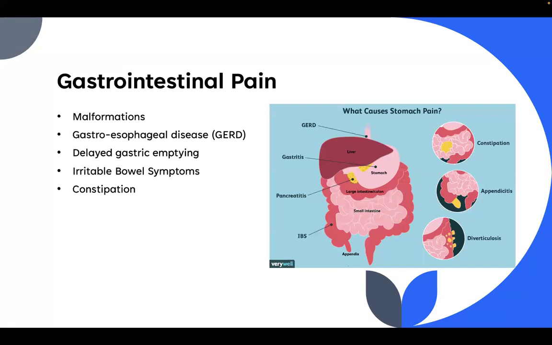When it comes to gastrointestinal pain, GI dysfunction is particularly common in some of the individuals we serve, right? Those with autism, and certain syndromes like Rett syndrome, Down syndrome, cerebral palsy again. GI conditions can include gut malformations that are sometimes present at birth.